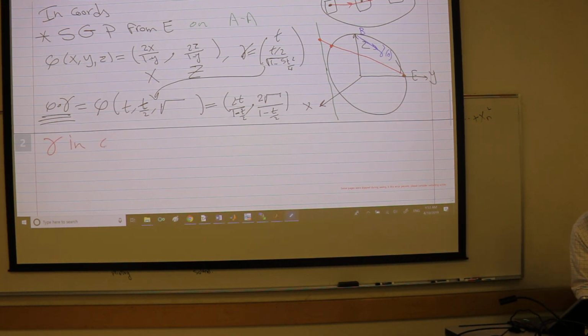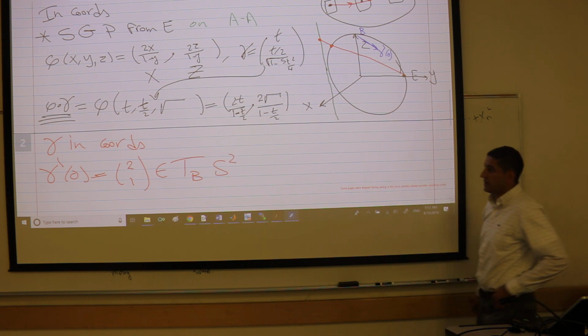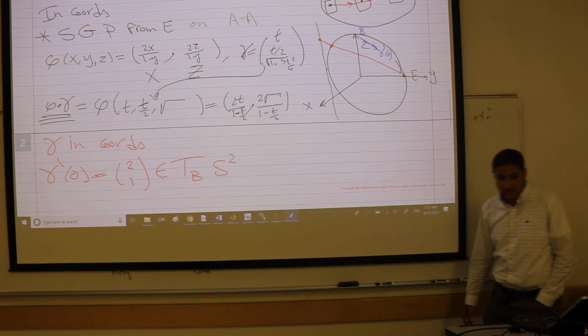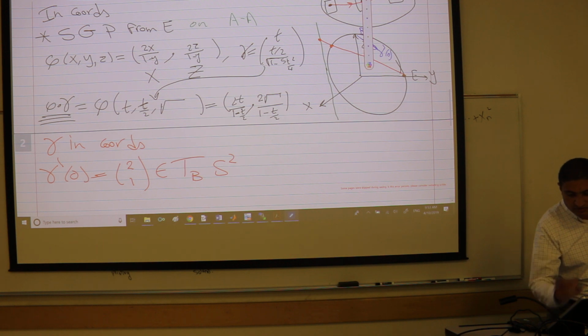So if you want to get gamma prime of 0, just do it, please. Differentiate and substitute t equals 0. You will get here, as you can see, 2. And this is a little bit complicated. You will get 1 in t, and it's in R2. It's 2 dimensional. This is the vector that you get. Okay?